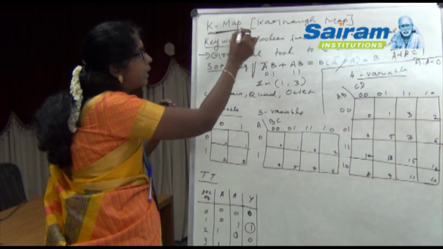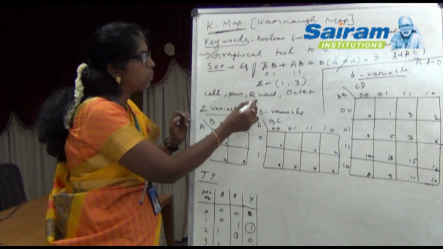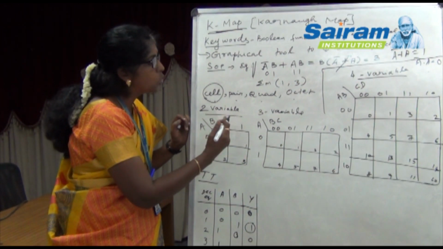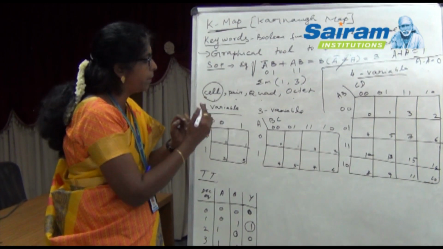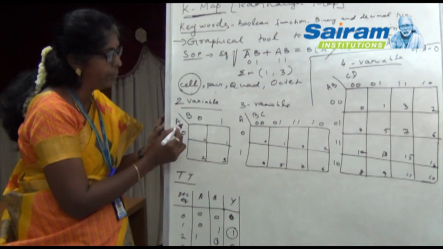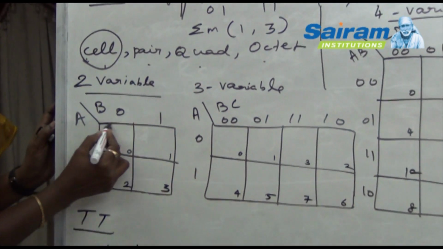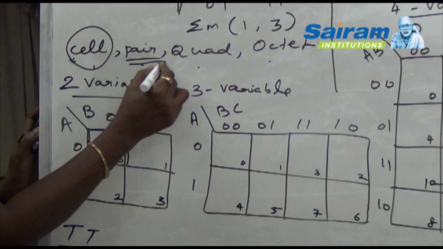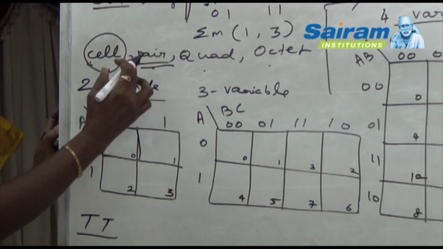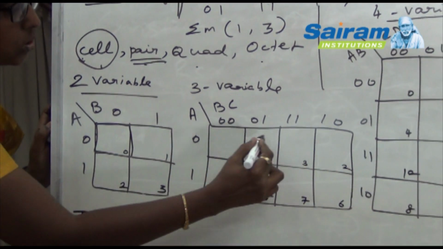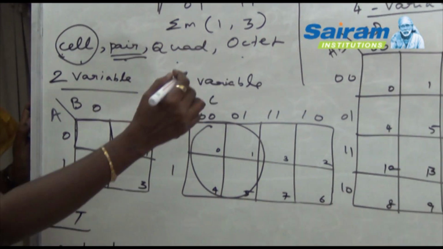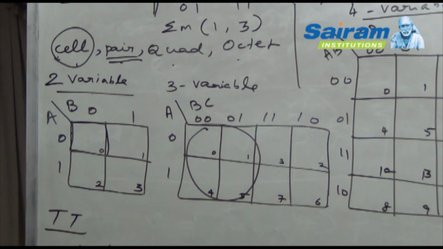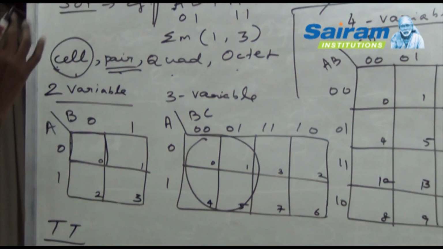Before going to the K-map, we should know the terms cell, pair, quad and octet. Cell is the basic unit of a K-map. Here I have drawn the 2 variable, 3 variable and 4 variable K-maps. A 2 variable K-map means there are 2 variables A and B. The single unit is named as cell. So cell is the basic unit of a K-map. Pair means 2 adjacent cells are named as pair. Quad means 4 adjacent cells are named as quad. This is quad. Octet means 8 adjacent cells can be grouped as octet. That is called octet.